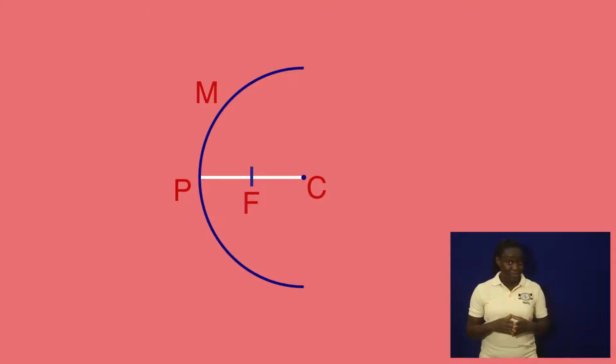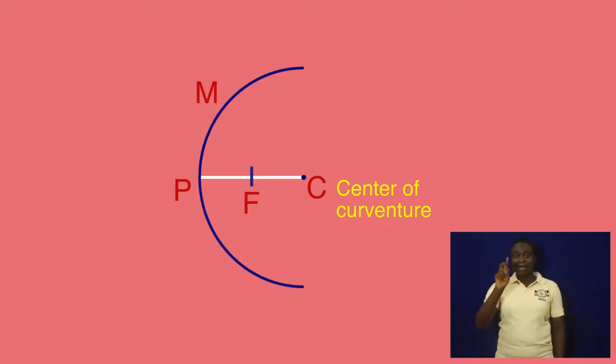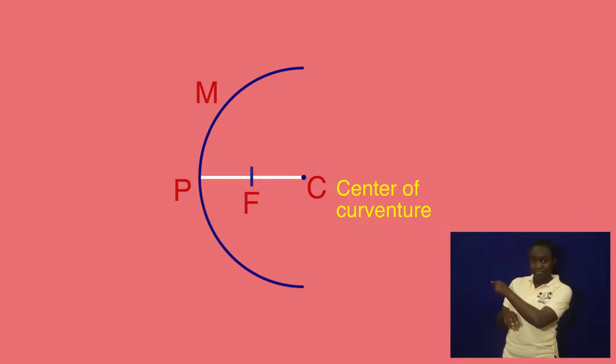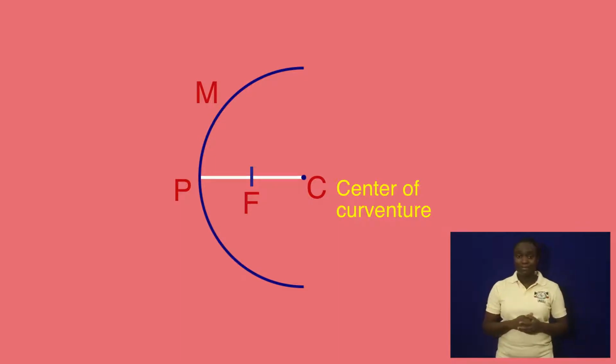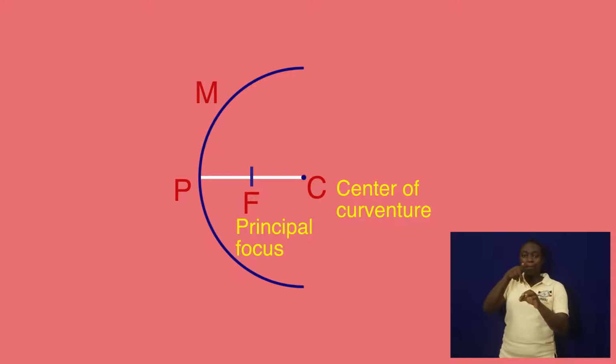Now, I can give you the proper names of these labels. C is the center of curvature. All right? F is the principal focus.